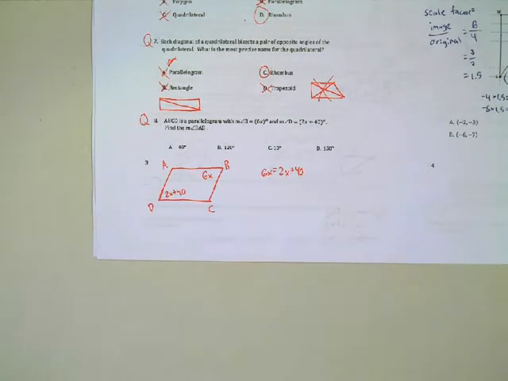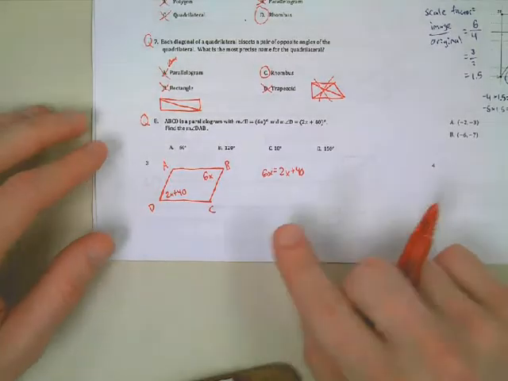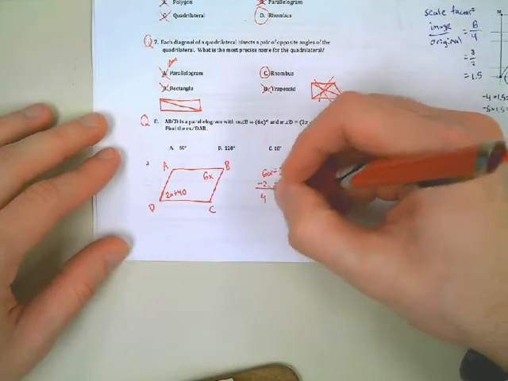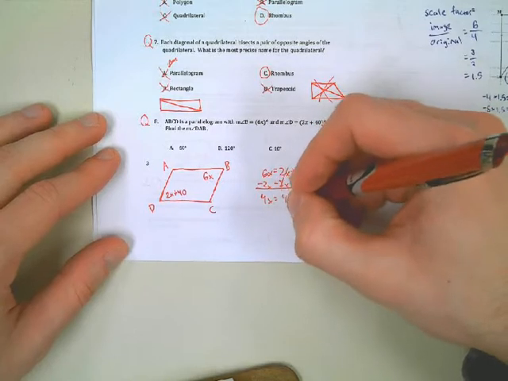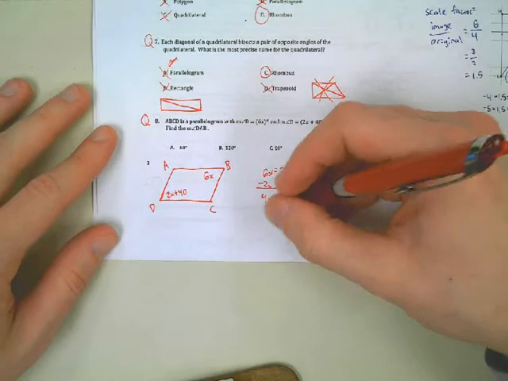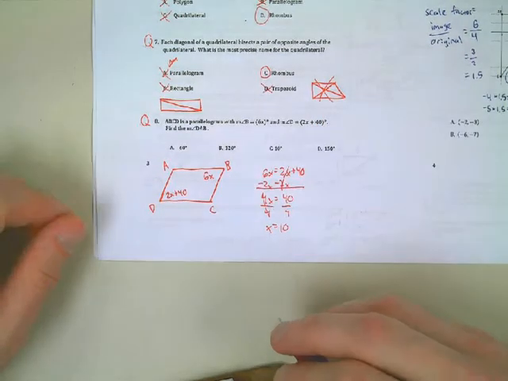So, Josh, to solve this, what do we do? Yep, subtract 2x from each side, and so you get 4x equals 40. And then what, Josh? Divide by 4, and so you get x is 10. Now, I guess substitute 10.